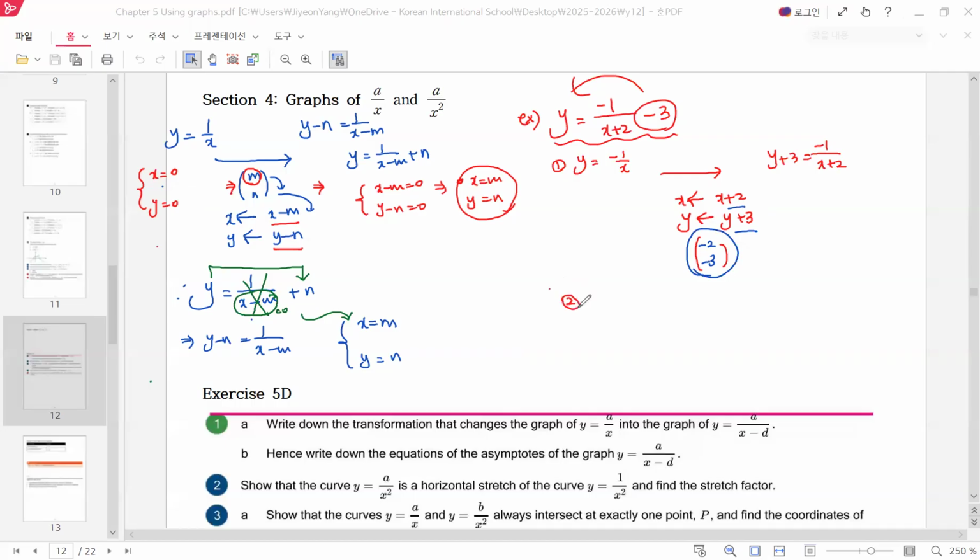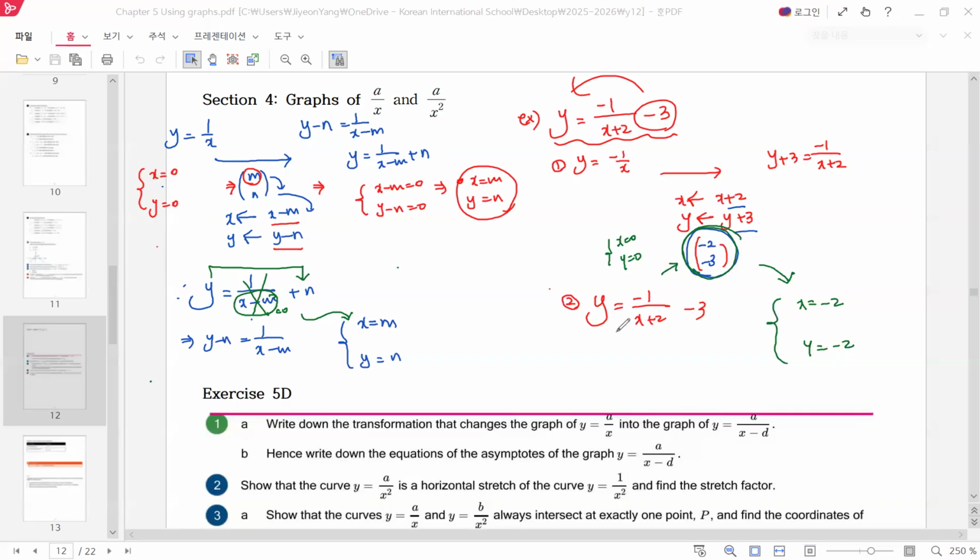The second one, let's find the asymptote. y equals minus 1 over x plus 2, minus 3. There are two ways to find the equations of asymptote. Firstly, find the vector. Then by using the vector, x equals 0 and y equals 0 can be translated as x minus 2, which is x equals minus 2, and then y equals minus 3. So find the translation vector first, and then find the equations of asymptote. But it needs one more step.